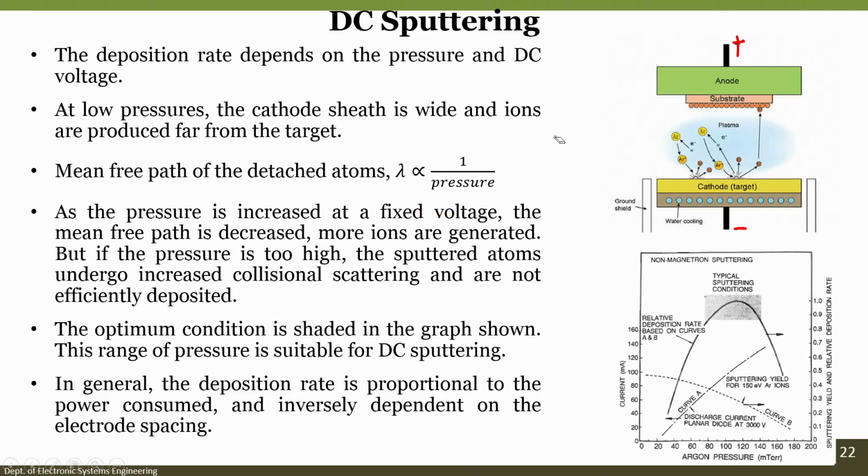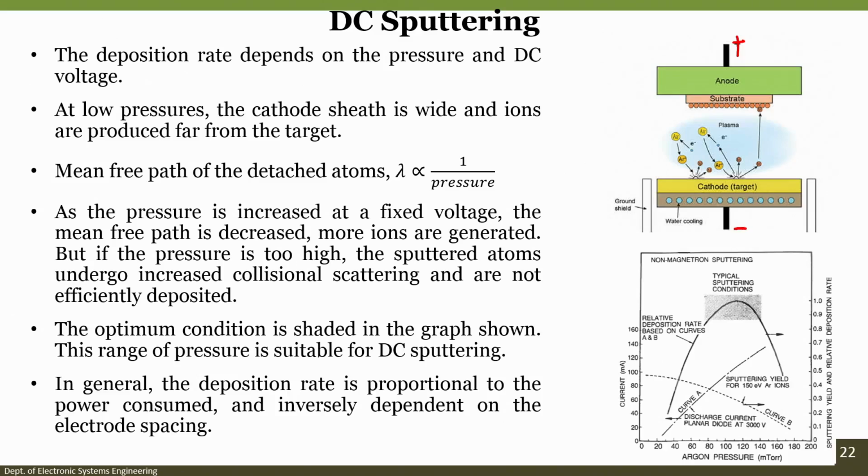As the pressure is increased at fixed voltage, the mean free path is decreased, as you know, because if the pressure is increased it means vacuum is decreasing. If vacuum is decreasing, that means from 10 raised to minus 5 it comes to 10 raised to minus 1, right. If the pressure is increased, then what happens is that the mean free path would be poor.